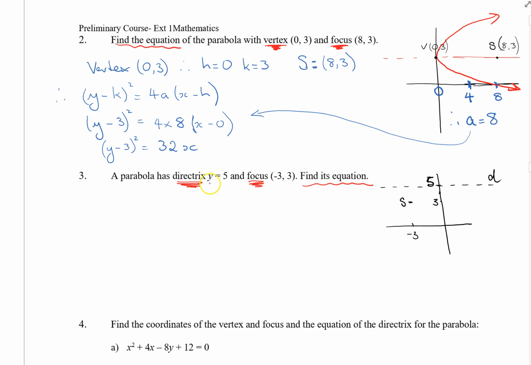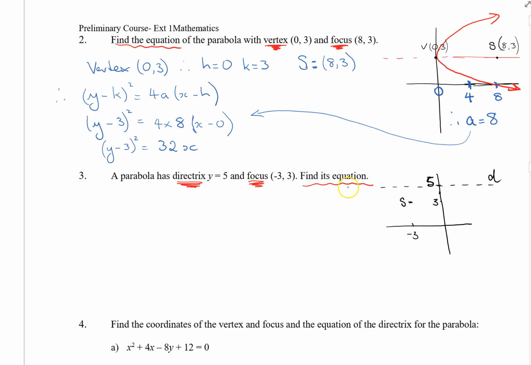Okay, with this next example, it's saying a parabola has directrix. That's unusual. They've given you the line y is equal to 5. Oh, well, I guess I could get something going of a diagram. And the focus, yes, the focus is -3, 3. What do I know about the focus? The focus is that point inside the parabola. And then it's saying find its equation.